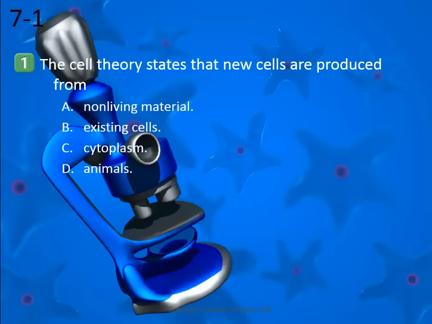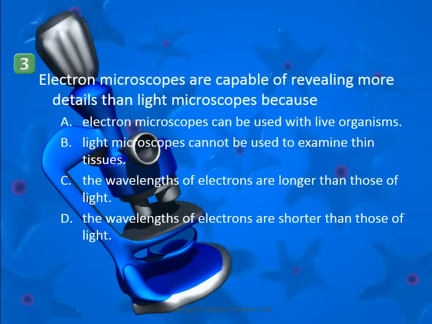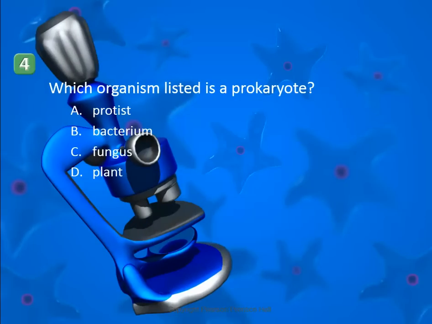Let's look at the review questions. All right, so the answer is B on that one. Who was that? Right, that was Hooke. Third question. You remember the electron microscopes? That's right. Light microscopes cannot be used to examine thin tissue. You have to use an electron one. And then last, which organism listed is a prokaryote? That's right, B, bacterium. That is singular for bacteria.